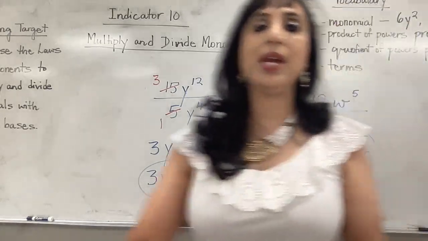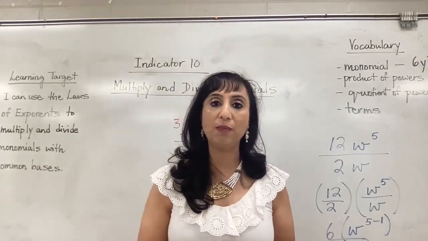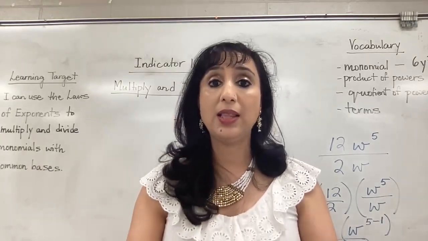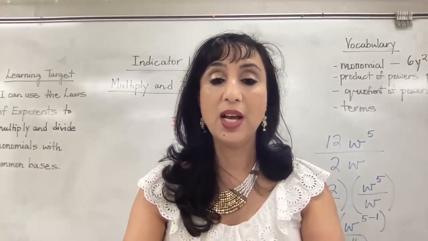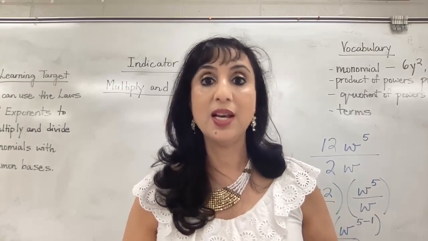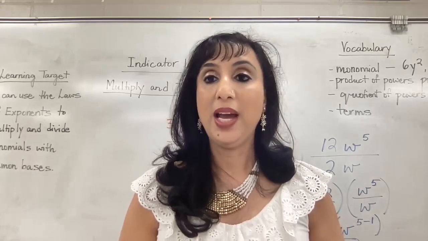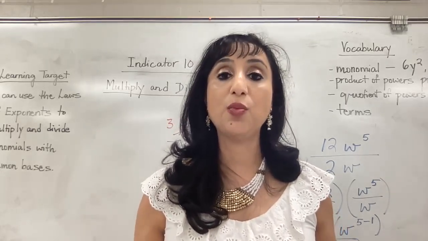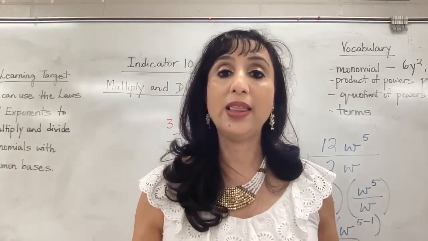Okay. So once again, multiplying and dividing monomials is very simple. Just have to remember that you've got to have common bases. And if you are multiplying, you are going to add the exponents. If you are dividing with the same bases, then all you're going to do is subtract the exponents.